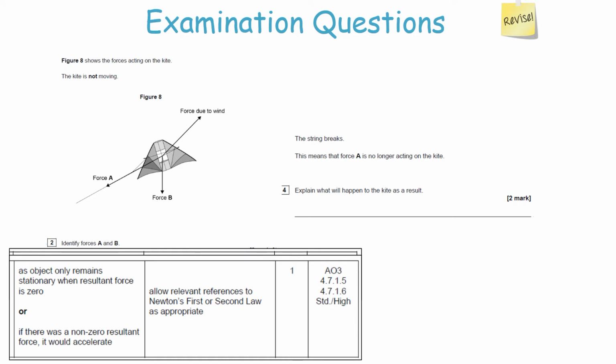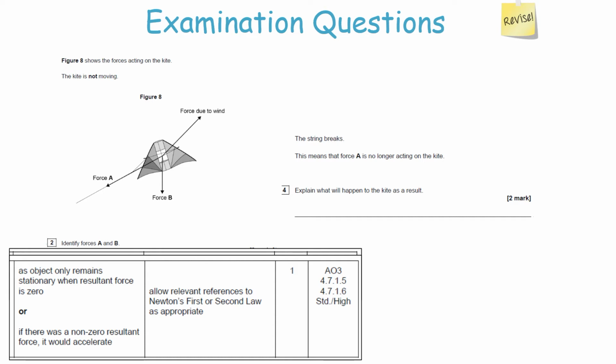So if there's no resultant force on the object, there's no change in the velocity of the kite, which is true because the kite is not moving, it is stationary. Because if there was a non-zero resultant force, the kite would accelerate. Now the string breaks, and this means force A is no longer acting on the kite. So there's only force B.